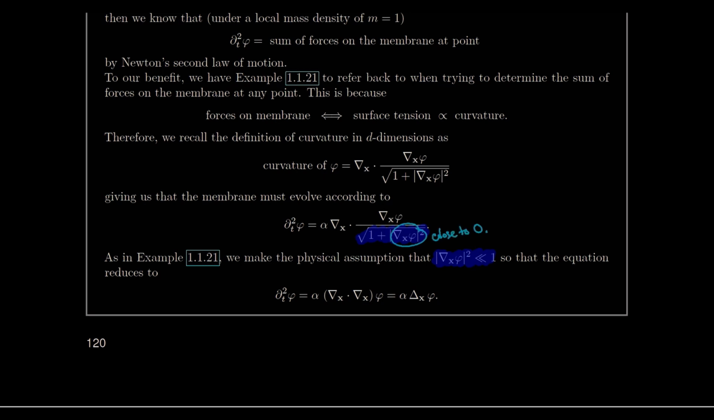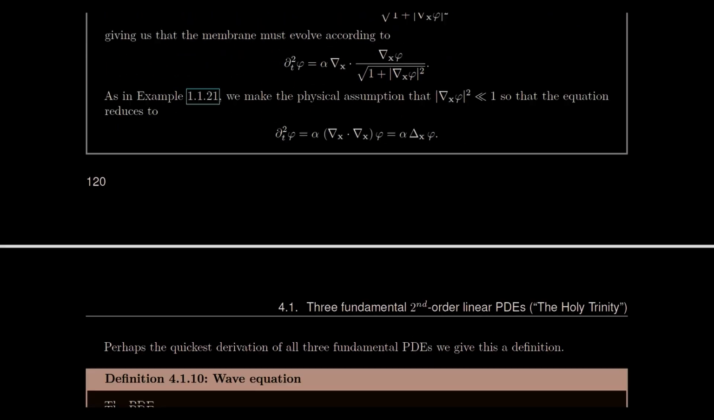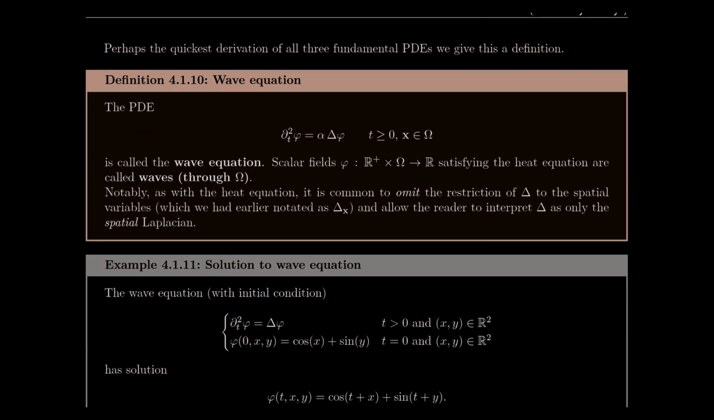So by assuming that that's close to 0, we say the denominator is approximately 1, and we actually derive our wave equation, getting a dot product of gradients with themselves, which once again is the Laplacian. So this Laplacian shows up in all of our Holy Trinities. And then the difference between the rest of the Holy Trinities is that we have 0 derivatives in time, 1 derivative in time, or 2 derivatives in time on the other side of the equation. And so that's going to be the wave equation that I draw over here. 2 derivatives in time is alpha, the wave speed, times the Laplacian in space on phi.